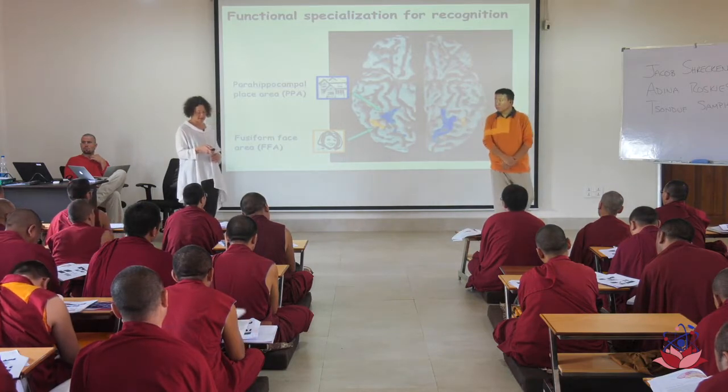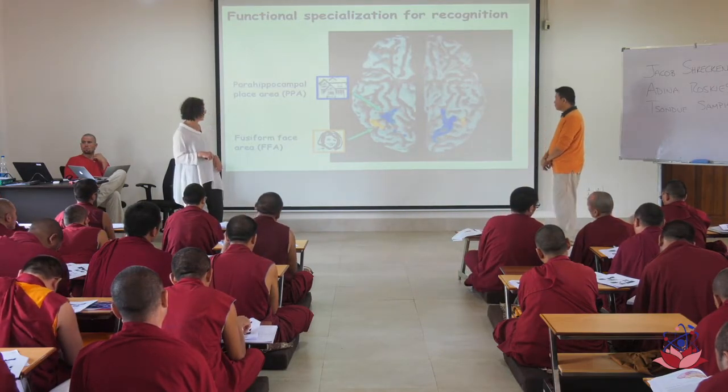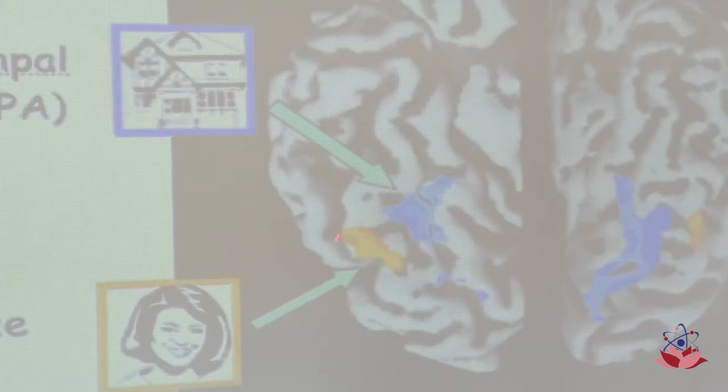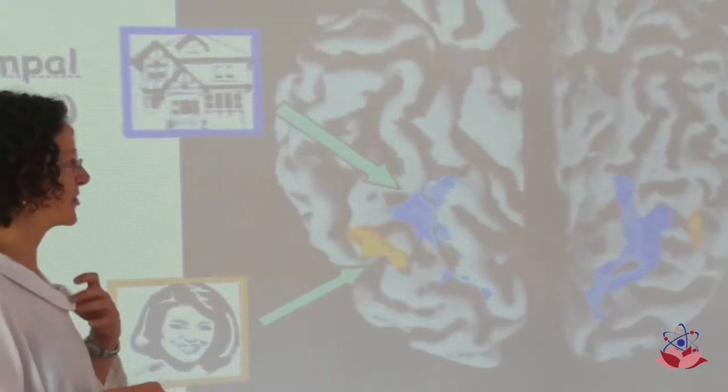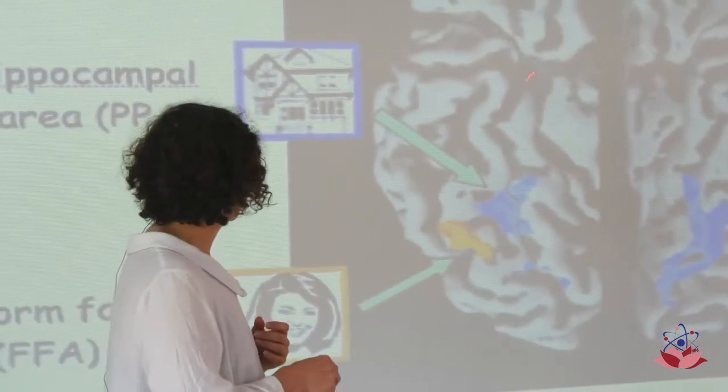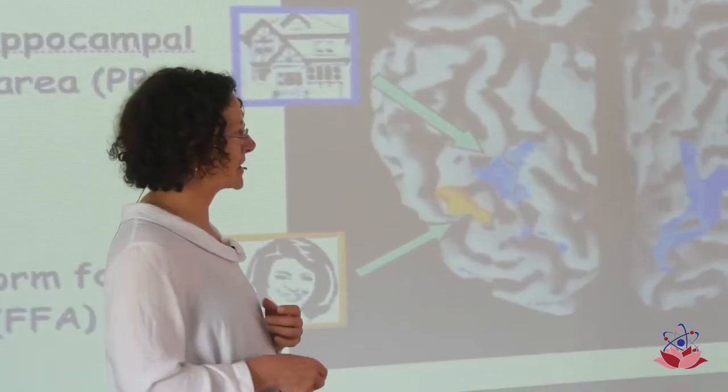So they named these places the fusiform face area. So this is just giving it a function and saying what part of the brain you find this function. And this one is the parahippocampal place area.